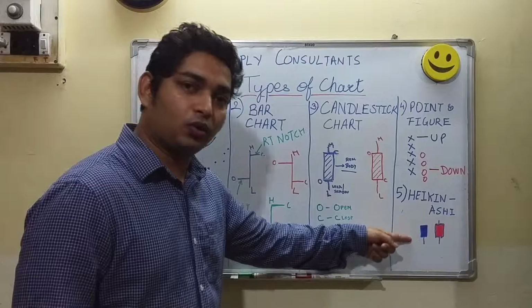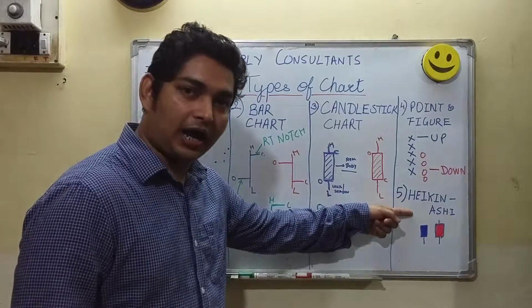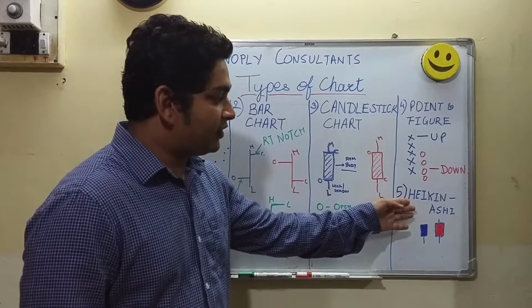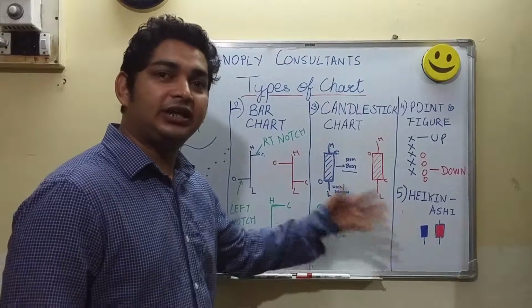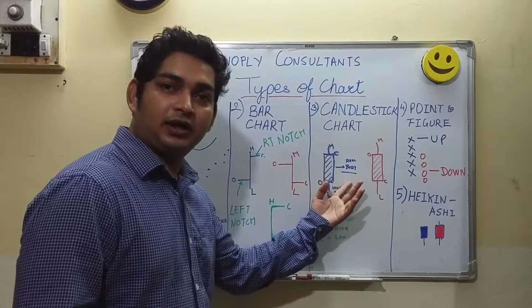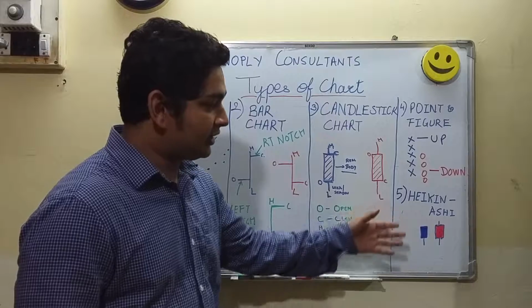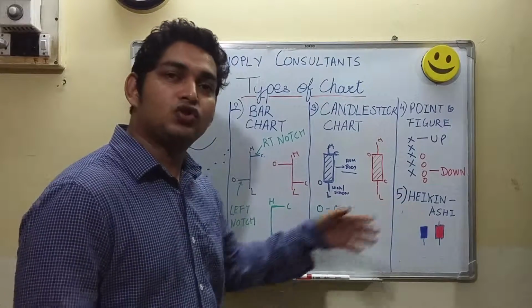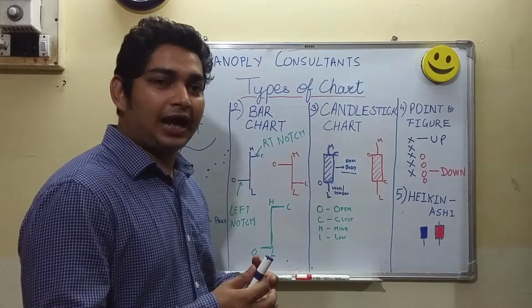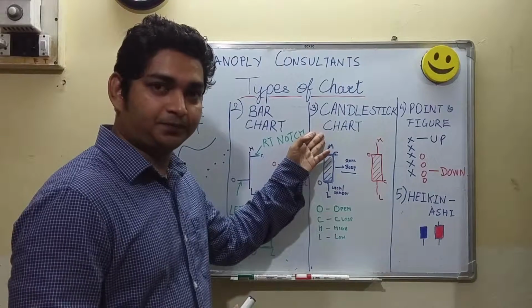the opening price, the closing price, low and high. In that case, Heikin-Ashi charts are basically derivatives of the candlestick chart. Besides, Heikin-Ashi is also a slow moving chart as compared to a candlestick chart.